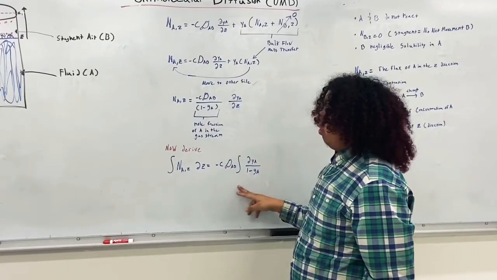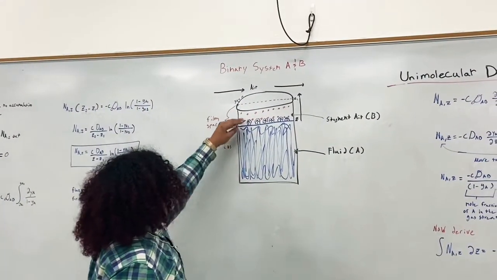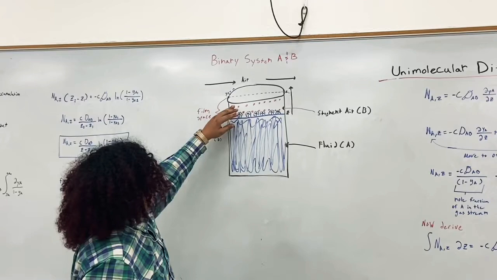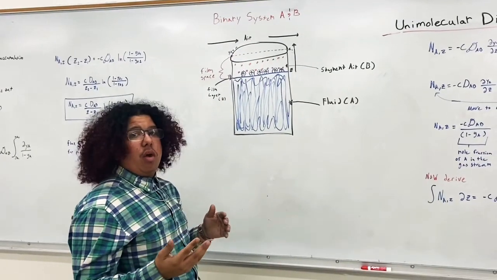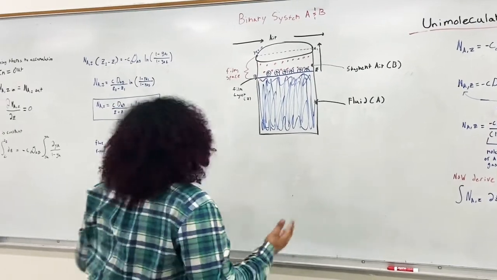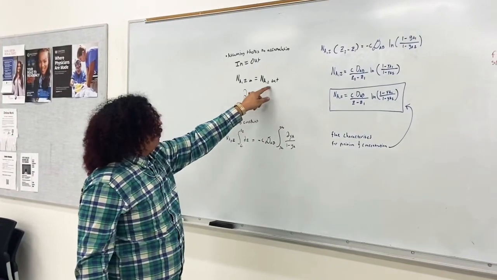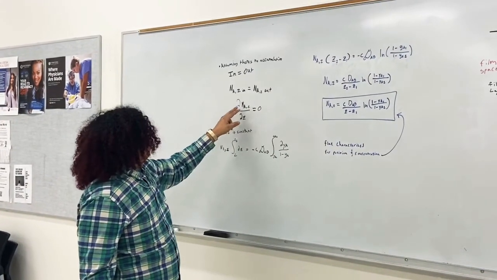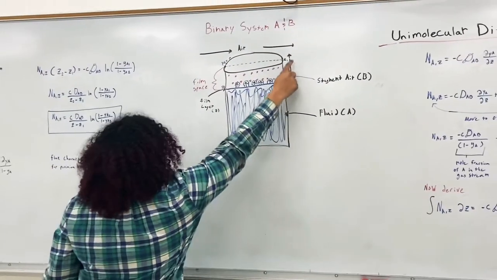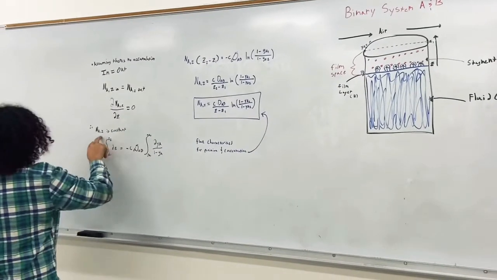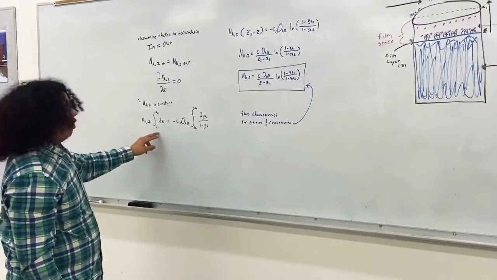So from here, we're assuming that the A going into the film is the same as what is leaving. So if there is no accumulation, that means N of Z going in is equal to N of Z going out. And if the derivative of N of Z in the direction of Z going up is zero, then N of AZ is constant. So we can kick that out of the integral.